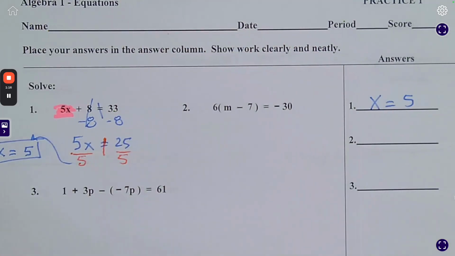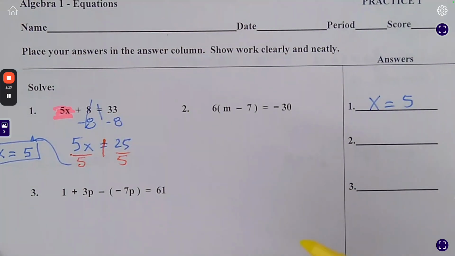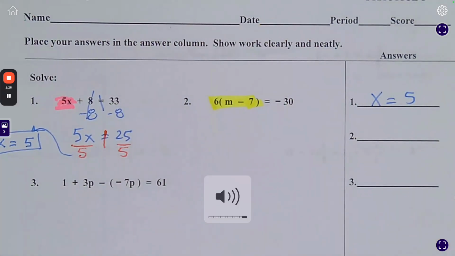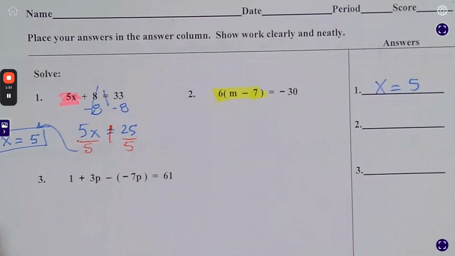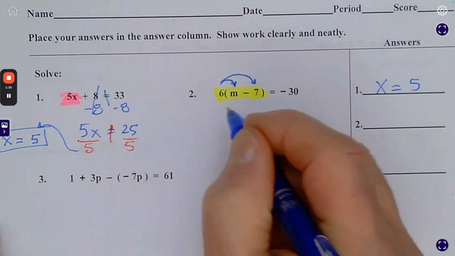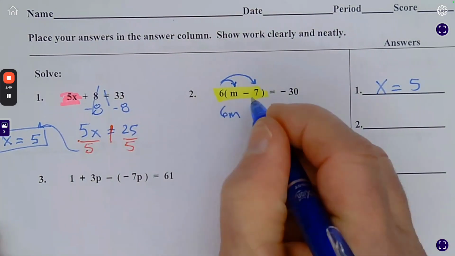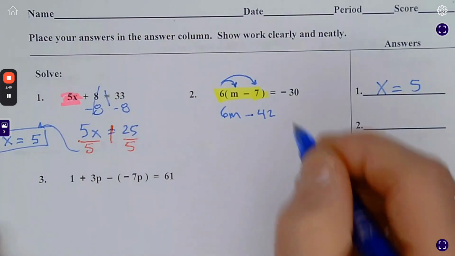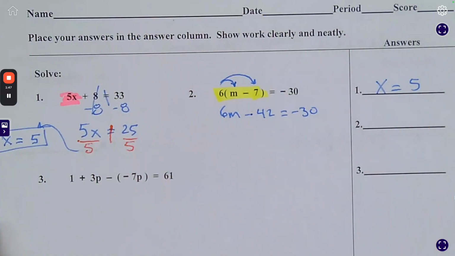All right. Now notice on this side, we have some simplifying to do before we can solve. So the simplifying we need to perform is distribution. So let's go ahead and distribute this through. I'm going to turn up that volume a little bit. All right, so you do 6 times m and 6 times negative 7. That's 6m. Positive times a negative is a negative. 6 times 7 is 42. Equals negative 30. Okay, now we just got a two-step equation like over here.